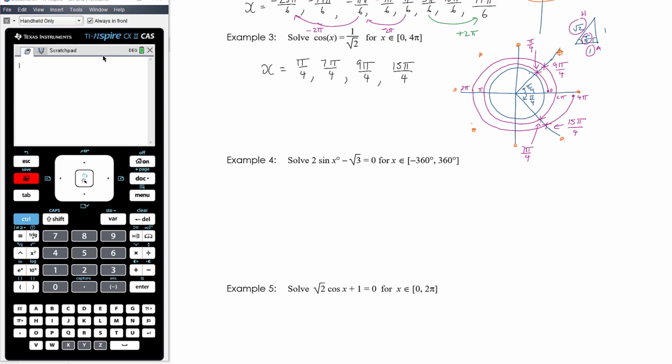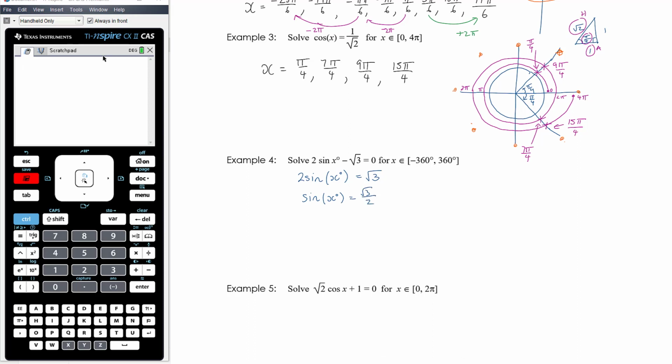So first step, remember, is to get the sine part of the function on its own. So we need to do some rearranging here. So we want to add root 3 to both sides. So 2 times sine of x degrees equals root 3. Remember we said if there's no symbol, no unit, the angle's assumed to be in radians, so we need to write the degree symbol when we're working in degrees. And so sine of x degrees is equal to root 3 on 2. Okay, so that's step 1.